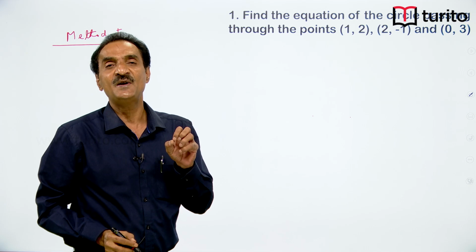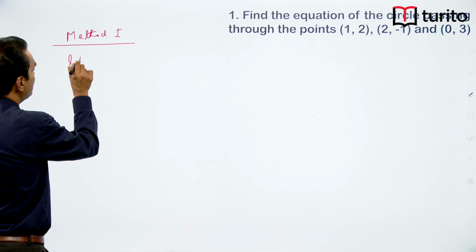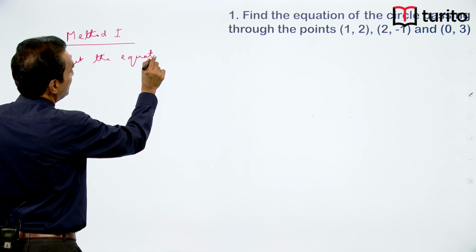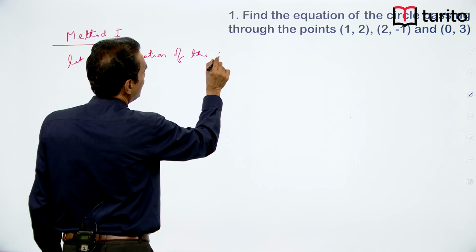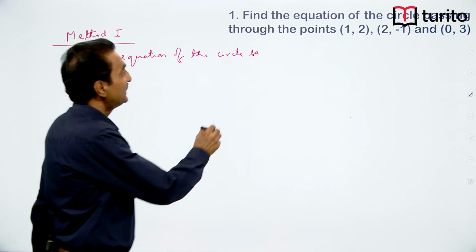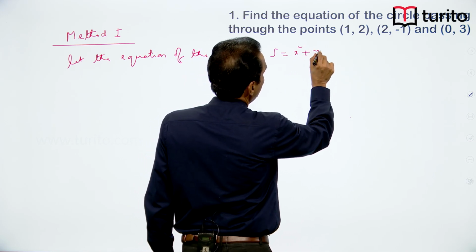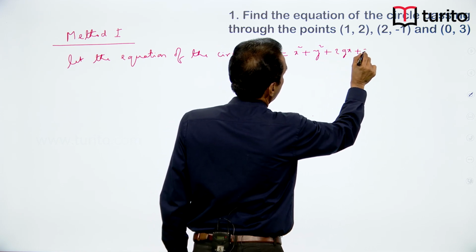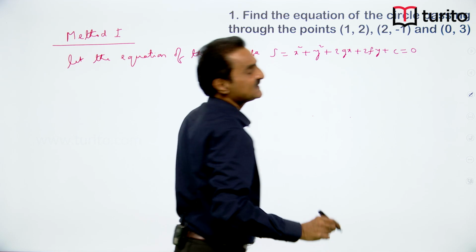Let us assume that the equation of the circle is in the general form. Let the equation of the circle be S is equal to x square plus y square plus 2gx plus 2fy plus c is equal to 0.